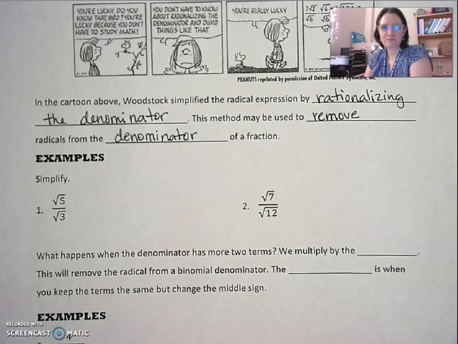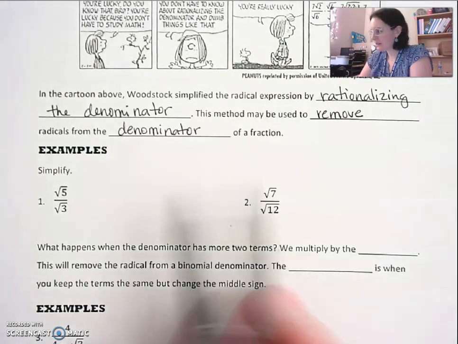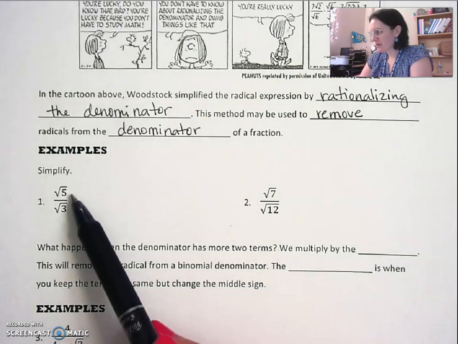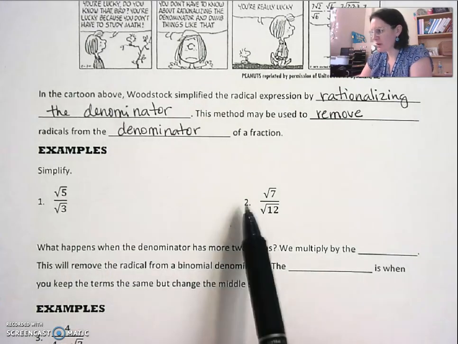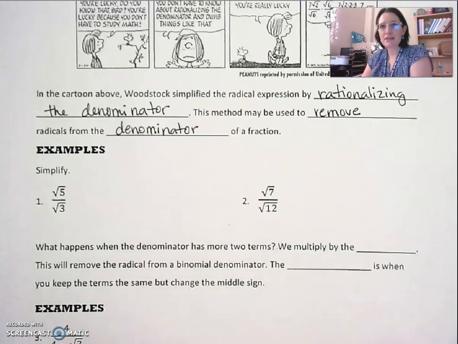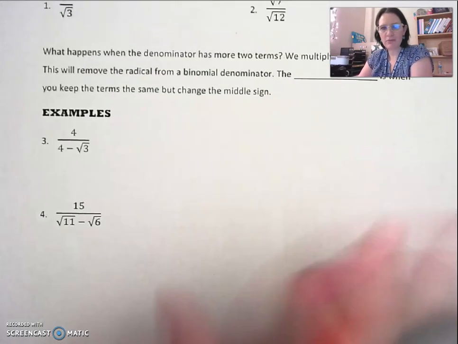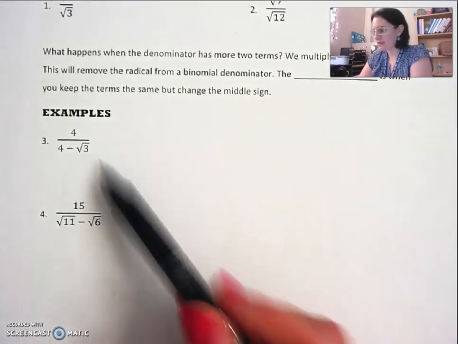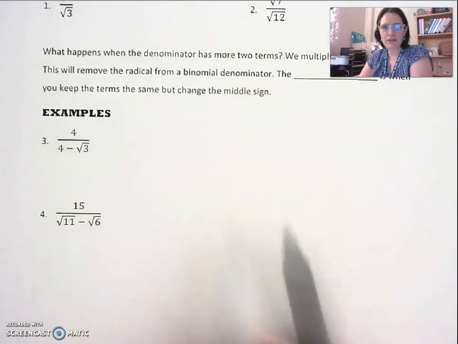Now you'll notice we have these two examples here that we're going to use to practice. These are really just to set us up for our actual goal problem, which is to simplify these fractions that have radicals in the denominator.